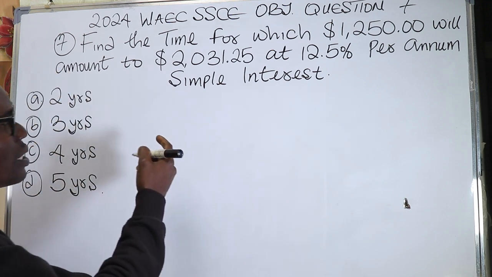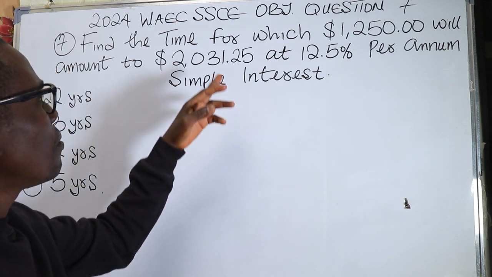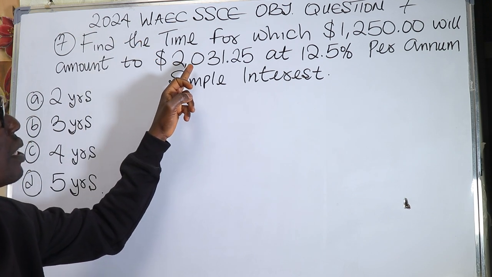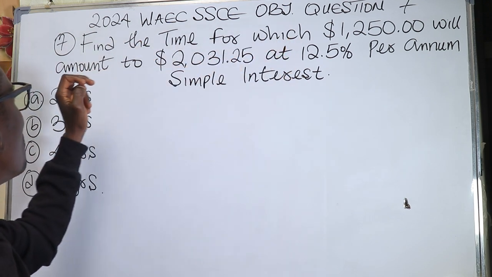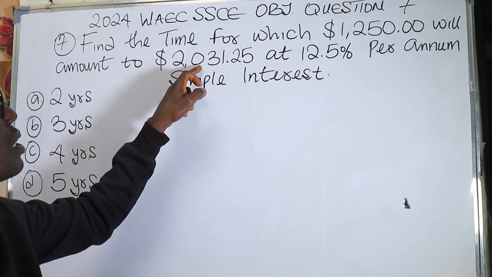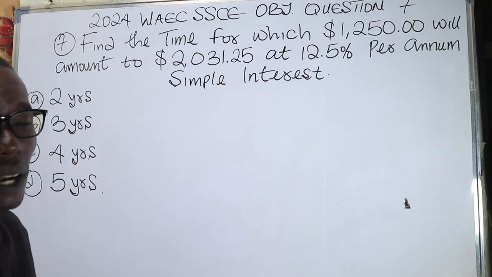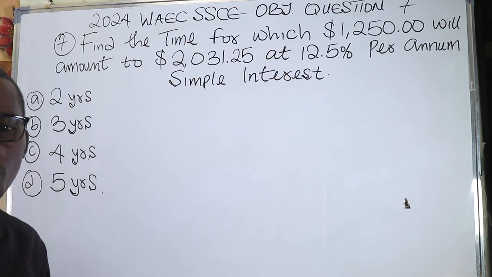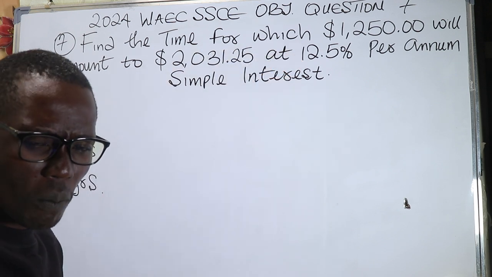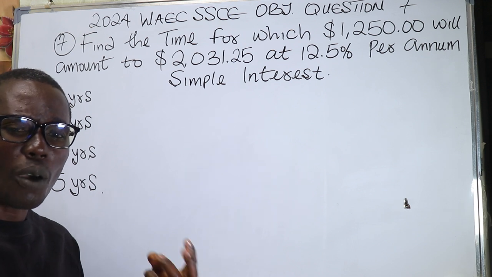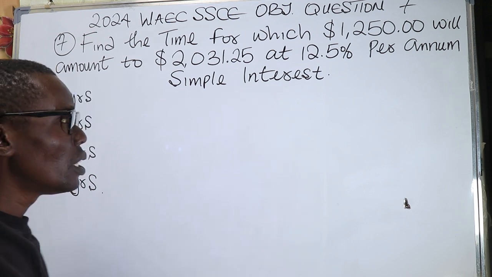Now, what are we given? We are given the amount, which is this. We are given the sum, which is the original sum, the principal, and then we are given the rate. Now, when solving questions on mathematics like this, the first thing you ask yourself is, what am I given and what am I required to look for?